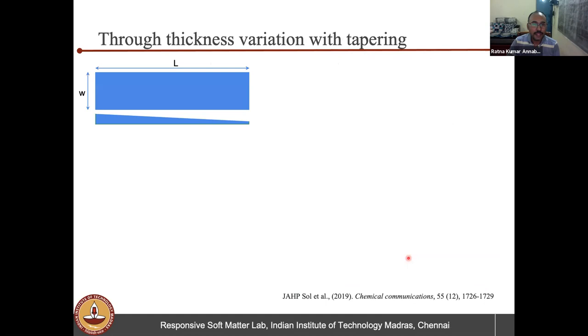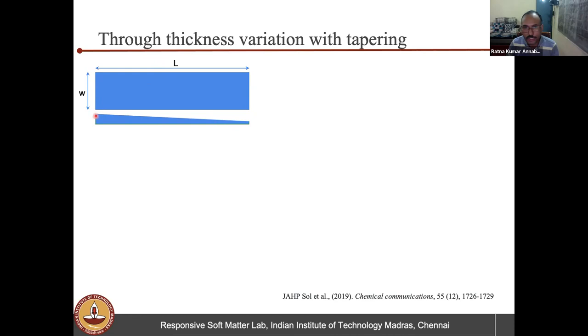Then with our collaborators, we thought, can we develop a system wherein we can generate more rotations, not one or one and a half, but many more? We came up with the idea of a tapered film rather than a uniform thickness film, so that along the length, the bending stiffness changes. As a result, you may be able to roll them into more rolls.